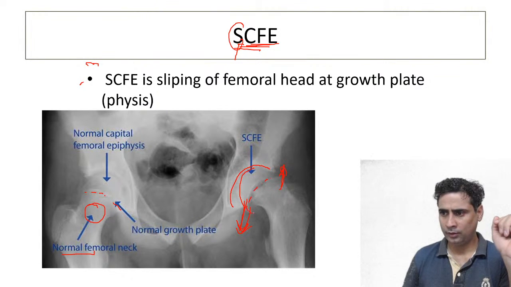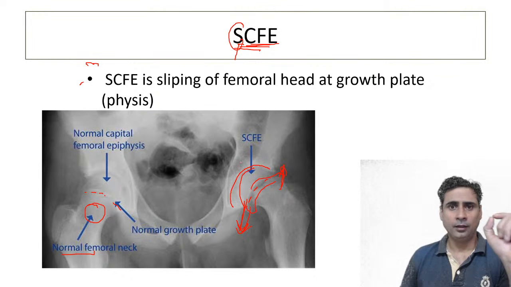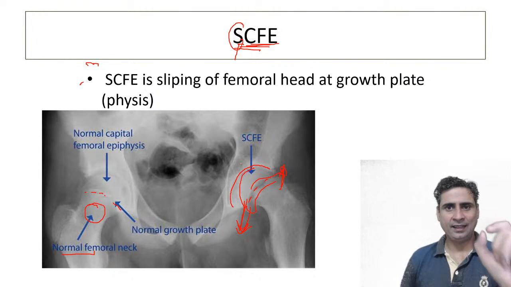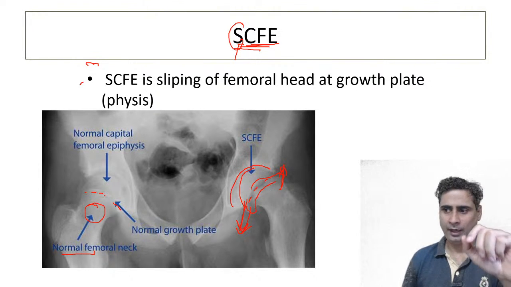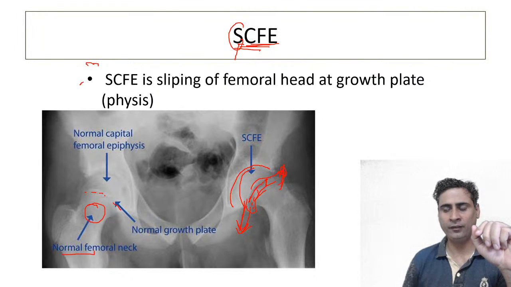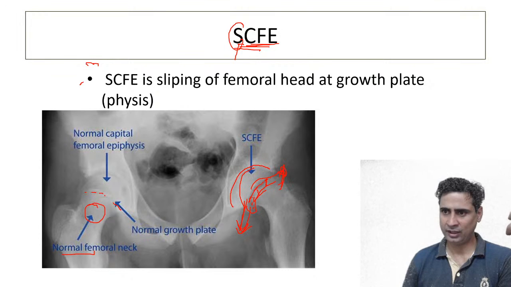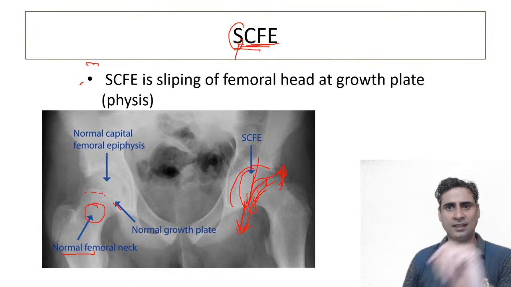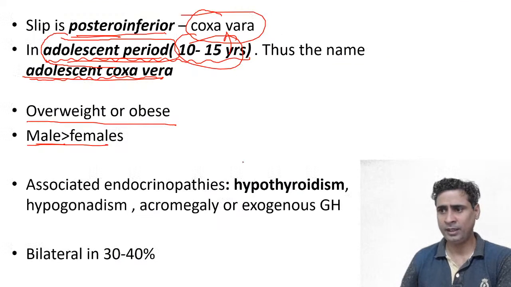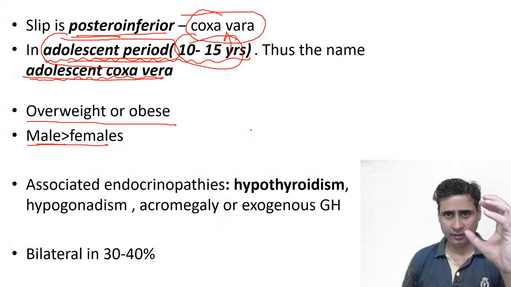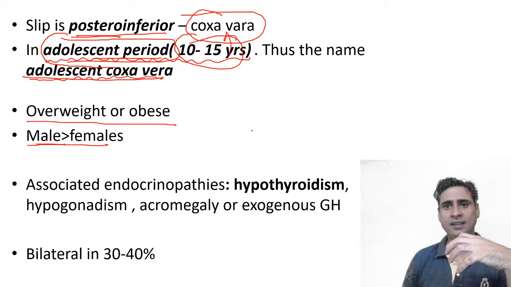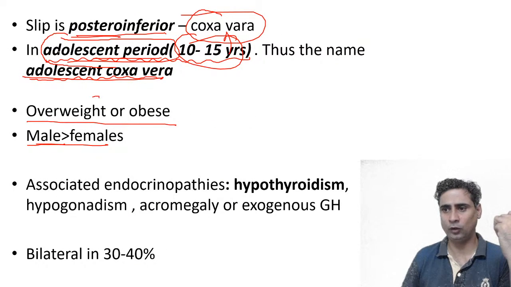As you all know, growth plate is cartilage and cartilage is always weaker than the bone. As there is increased thickness of this cartilage, this area will become particularly weak. Especially in an obese patient, whenever there is weight bearing, there can be separation through this physeal cartilage. So there will be slipping of the head down through the physeal cartilage. That is why it is more common in the adolescent period and especially in overweight patients.